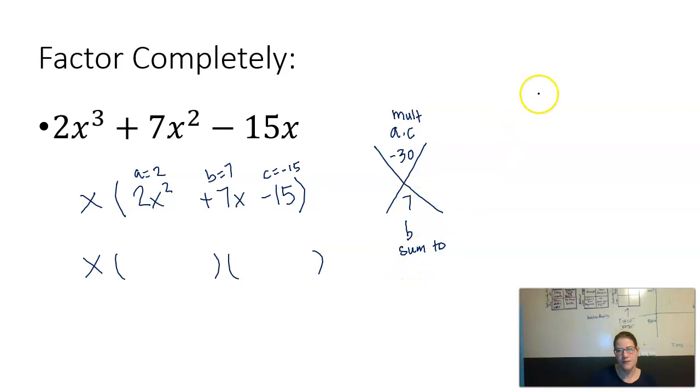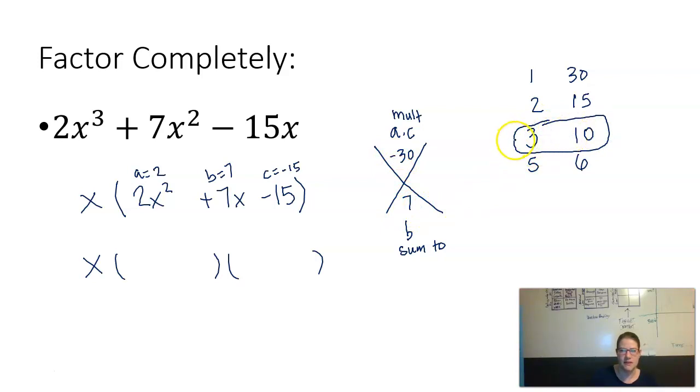So for 30, I could have 1 and 30, 2 and 15, 3 and 10, 5 and 6. So these are the options. I'm looking for some that will sum to 7, and because my number is negative, I know at least one needs to be negative. So it looks like 3 and 10 are the ones that are going to work, because 10 minus 3 is equal to 7. So I would want the 3 to be negative and the 10 positive, because that would give me the 10 minus 3. So 10 and negative 3.